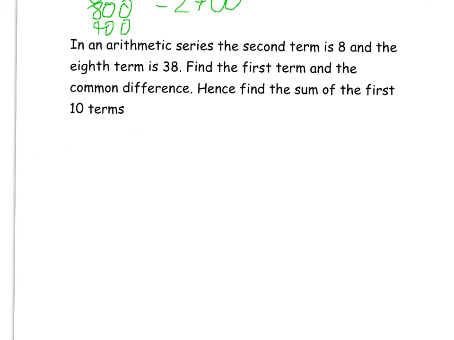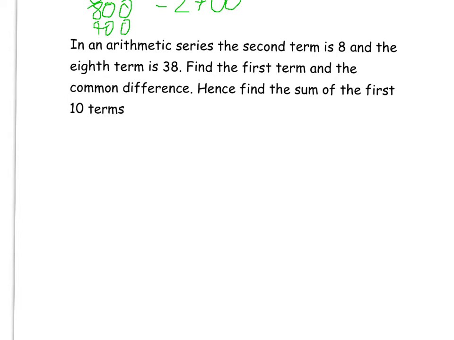Here's a different example. In an arithmetic series, the second term is 8 and the 8th term is 38. Find the first term and the common difference, hence find the sum of the first 10 terms. So in this question, we're not actually told what the first term is yet, and we're not told what the common difference is. So we have to find them by using the information given.